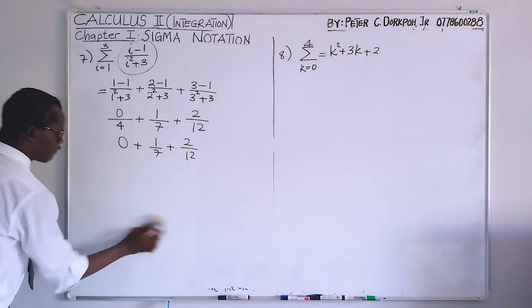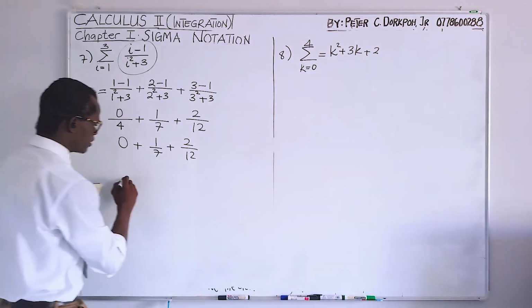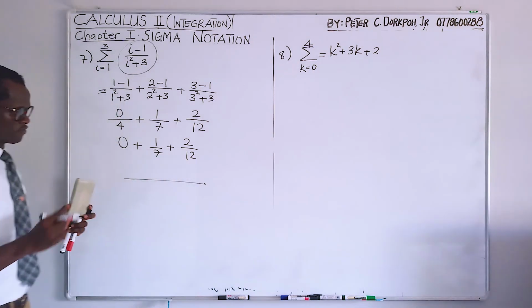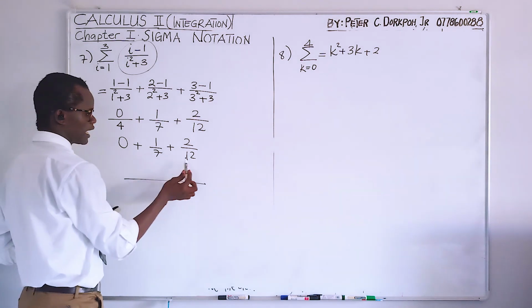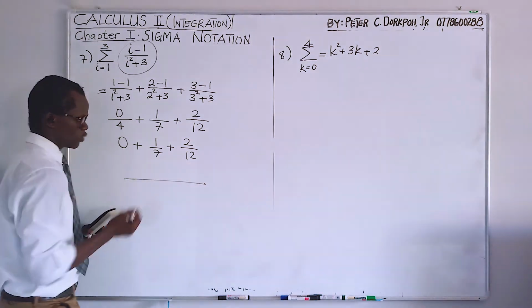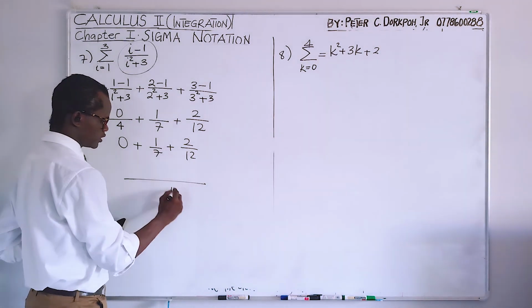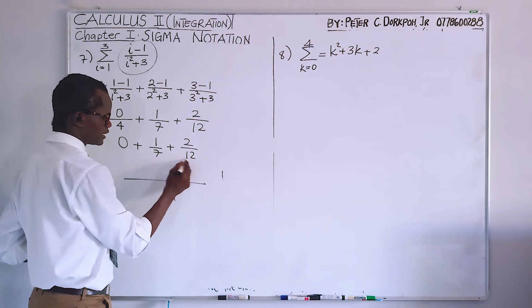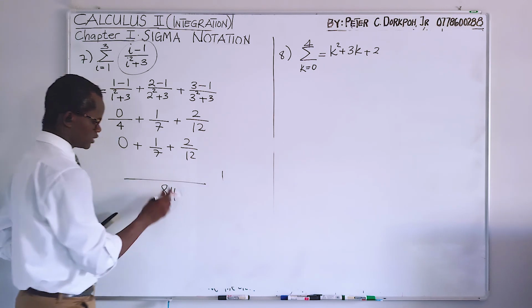So we find our least common denominator for 7 and 12. That is to say, we multiply 7 by 12. So 7 times 2 is 14. 7 times 1 is 7 plus 1 is 8. So it's 84.